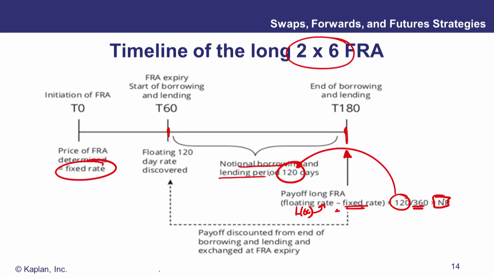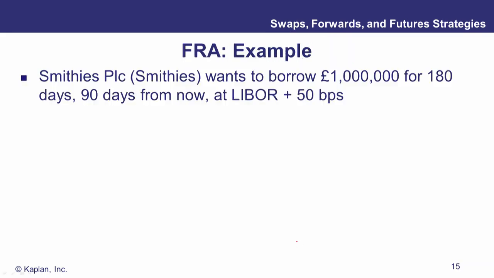The fact that this payoff is made at the start of the borrowing period means, to respect the time value of money, it must be discounted back at whatever LIBOR evolves to be for the period. Okay? So let's have a look at an example to really enforce this idea.